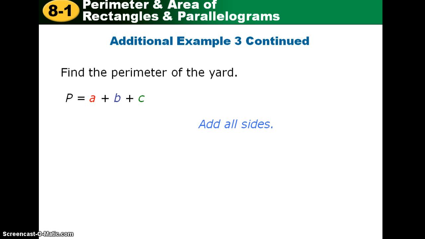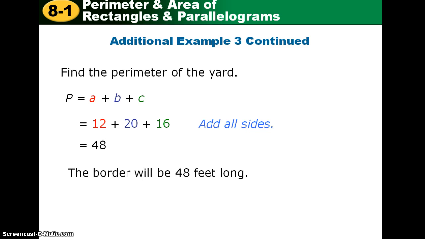So let's find the perimeter of the yard. We have 12, 20, and 16 for sides. Add them up for a total of 48.